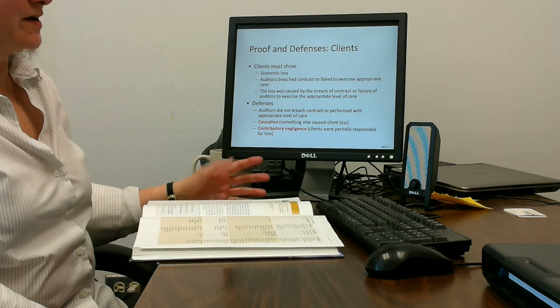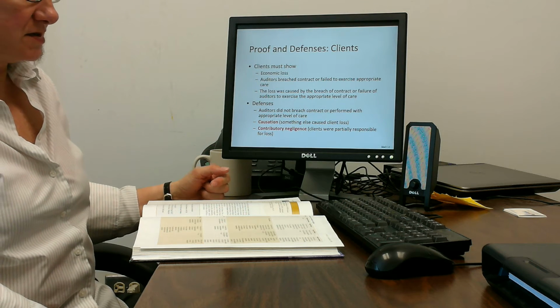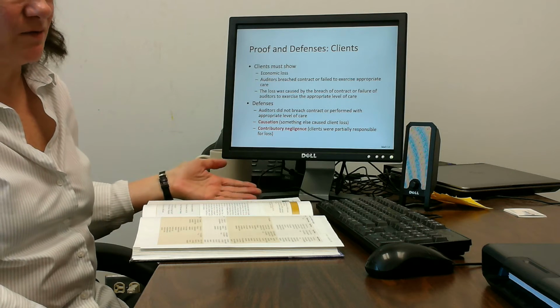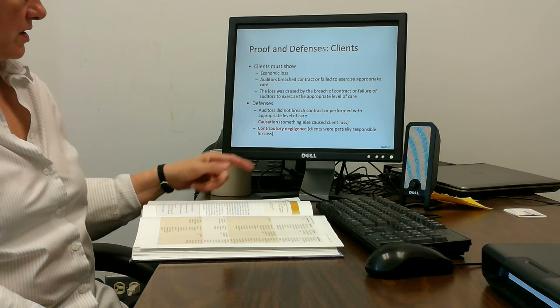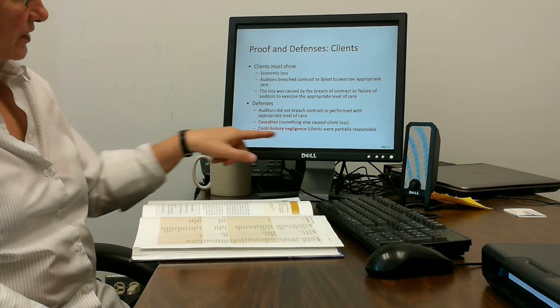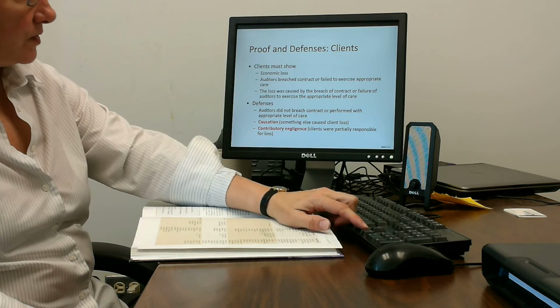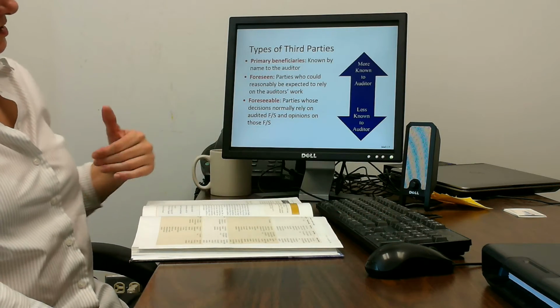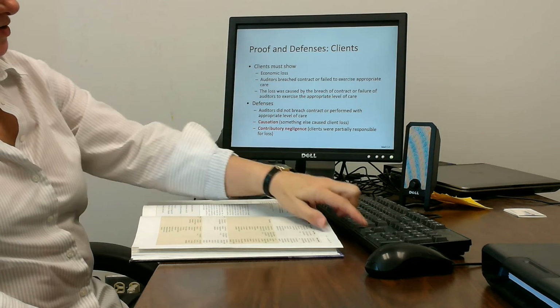Yeah, we were a day late in getting the audit to the client, but they had bad credit. That's not why they didn't get the loan. They had bad credit, the bank wouldn't give them a loan. It didn't have anything to do with our audit. Right, so something else, contributory negligence, the clients are partially responsible. Right, so they don't always win just because they sue. So clients can sue you, and here's what they must show, and you can defend it.